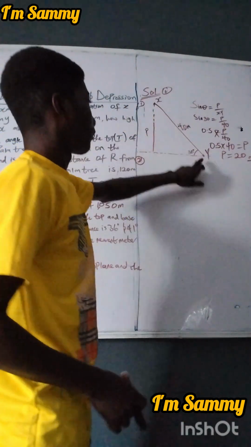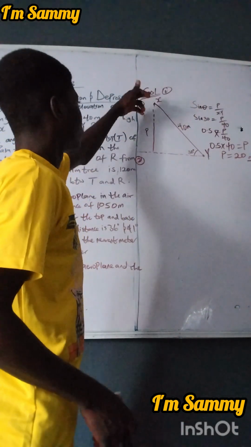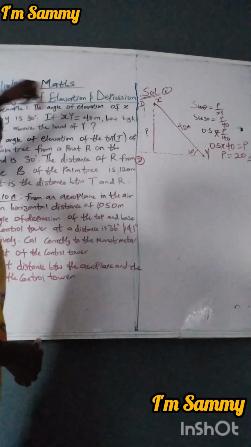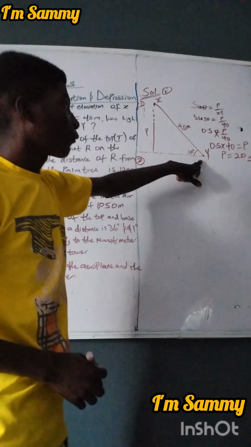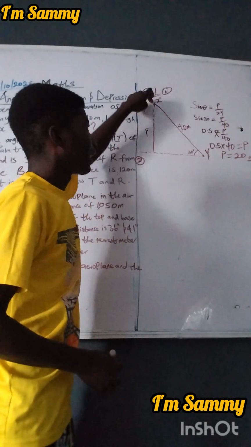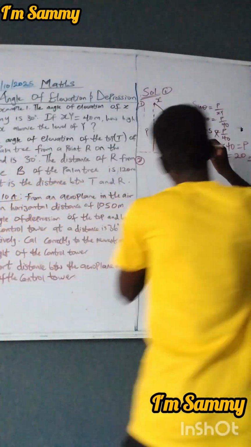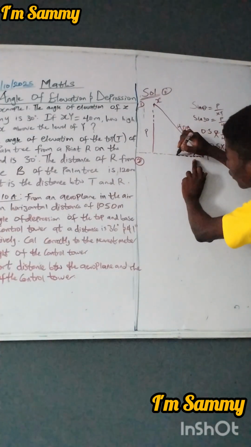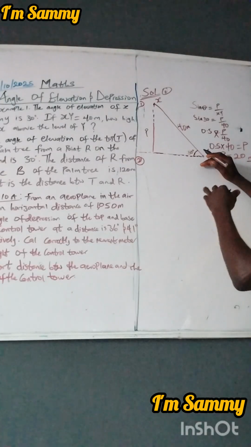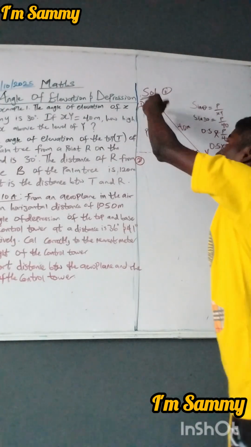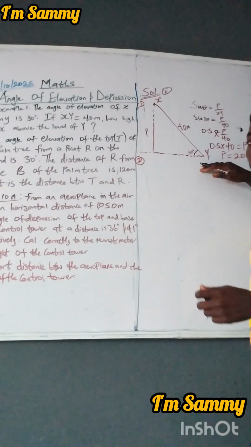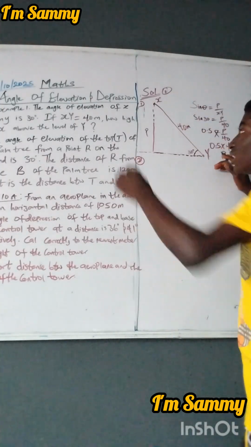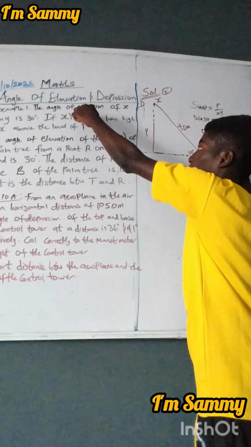Yeah, so this is my point y and this is my point x. They said the angle of elevation of x from y, that means we are coming from y and we are going to x. So from the normal level, you can call it the ground level, to this particular point is 30 degrees. That is why we have a 30 degree here, and they said the line xy is 40 meters.